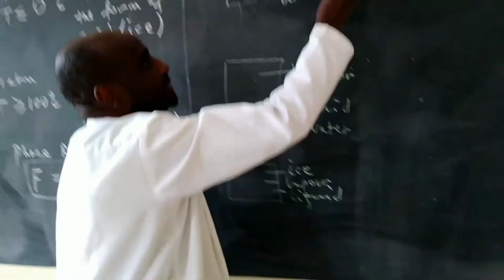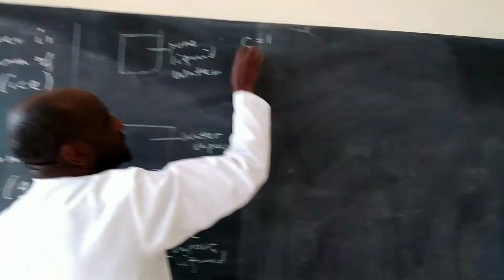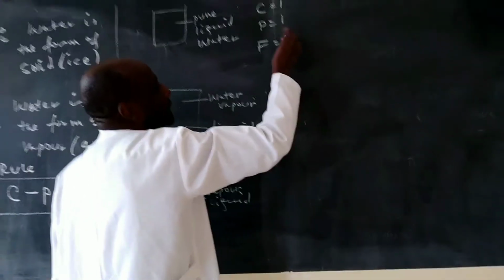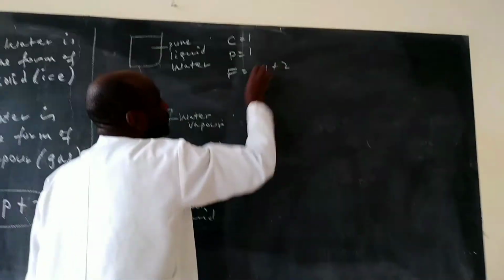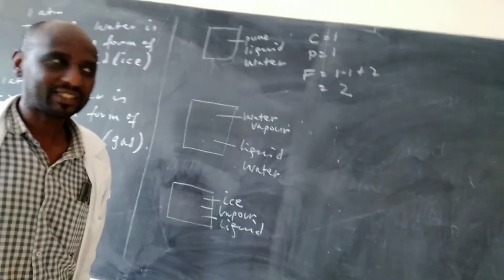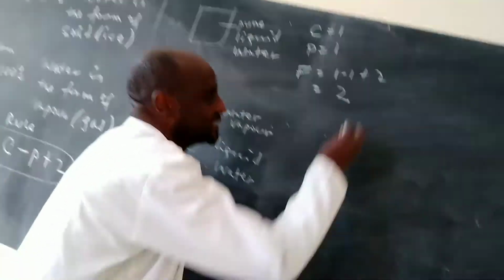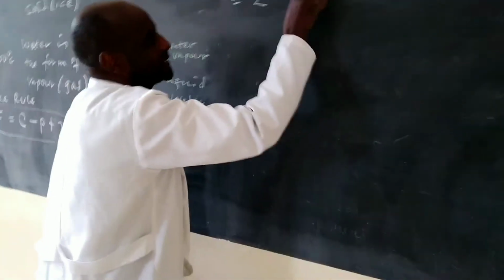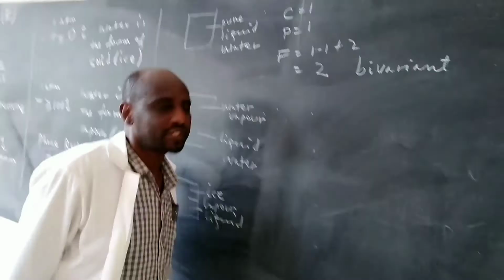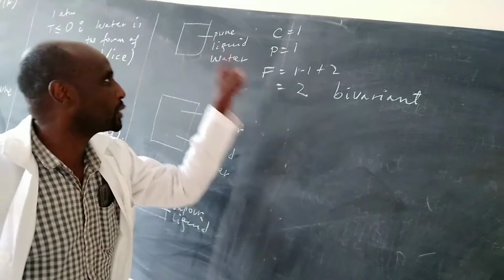In this case, the component is 1, the phase is 1, the degree of freedom is equal to 1 minus 1 plus 2. That is 2. The degree of freedom is 2 means we need two variables. It is known as bivariant. Bivariant means we have to have both temperature and the pressure at the same time to talk about this pure water.